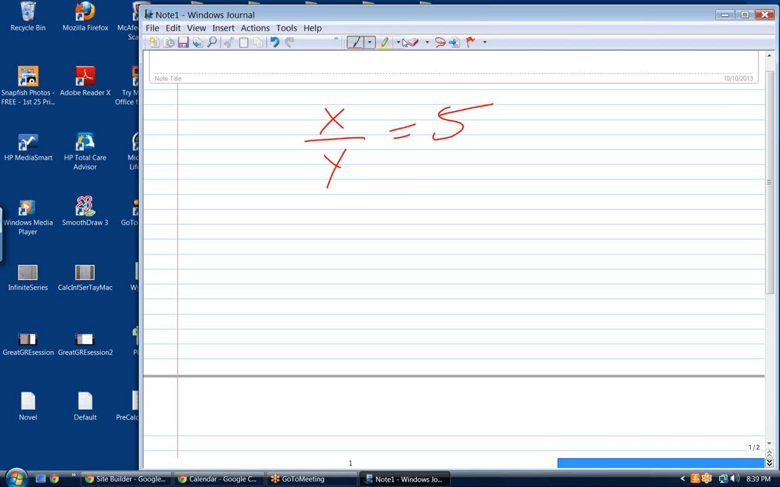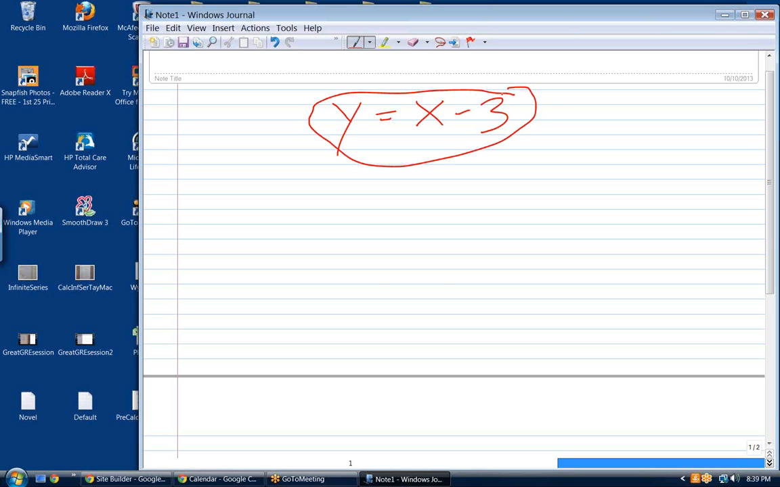That's direct. That's also direct. That's neither. Remember, the graph has to go through the origin? Well, this graph goes through -3. Okay. Let's see if there's any good ones here.